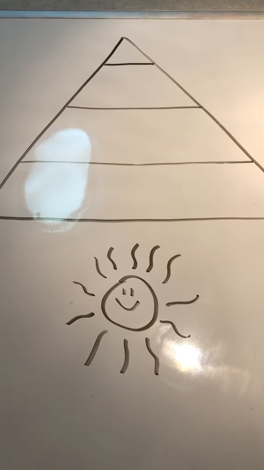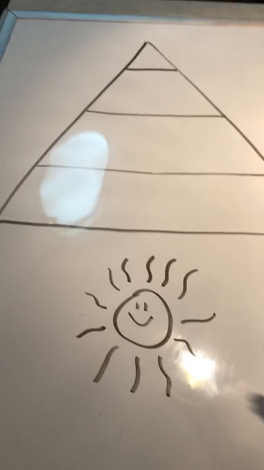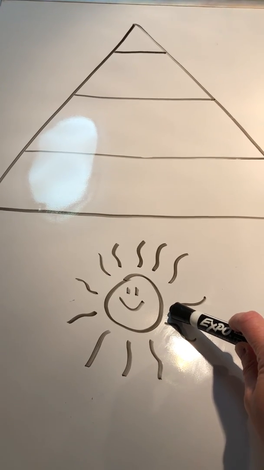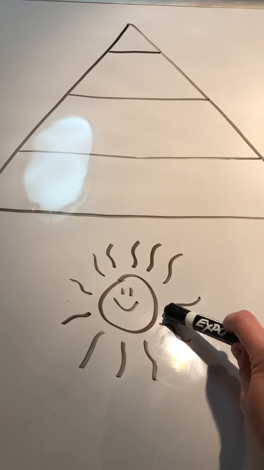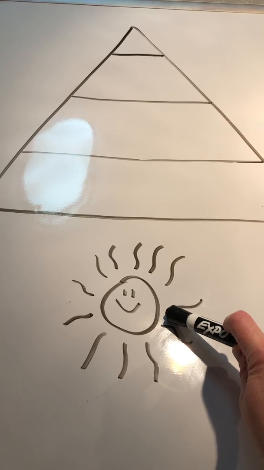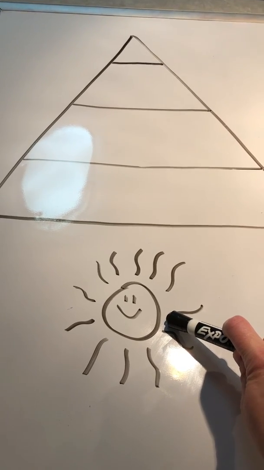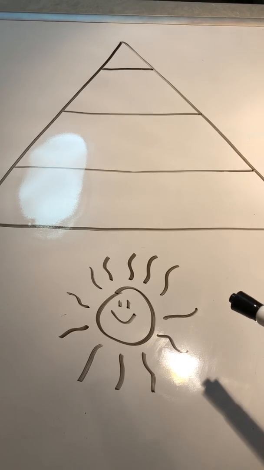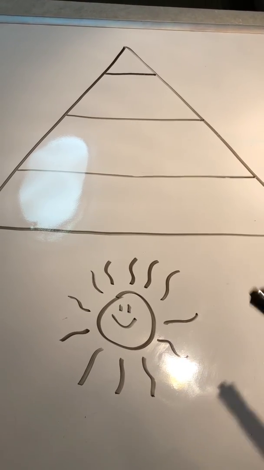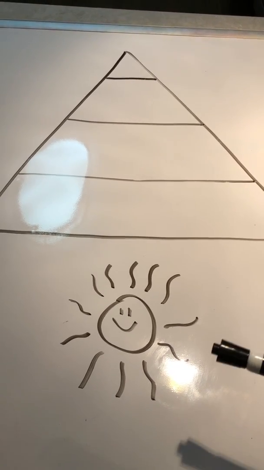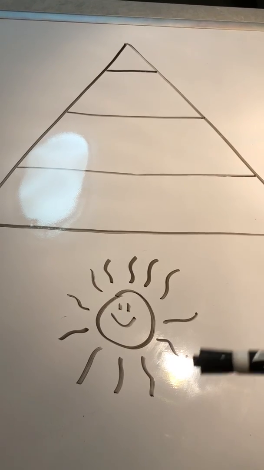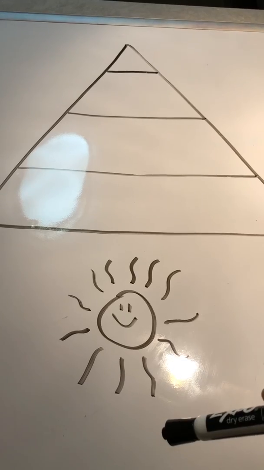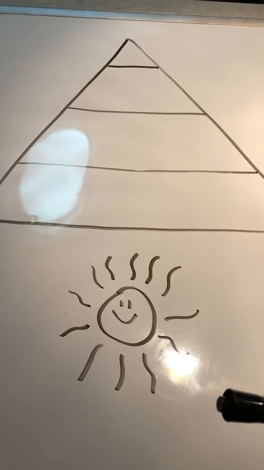So here we have the ultimate source of energy, which is the sun. And the organisms or living things on Earth that actually extract light energy and convert it into chemical energy are called producers. And then things that eat the producers are called primary consumers. And then things that eat primary consumers are secondary consumers. And then things that eat secondary consumers are tertiary consumers.